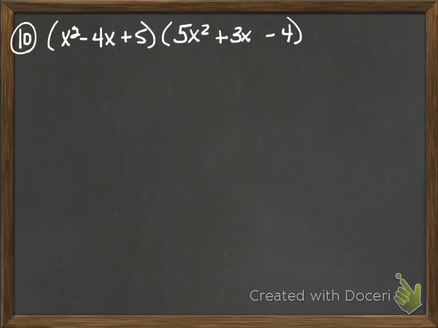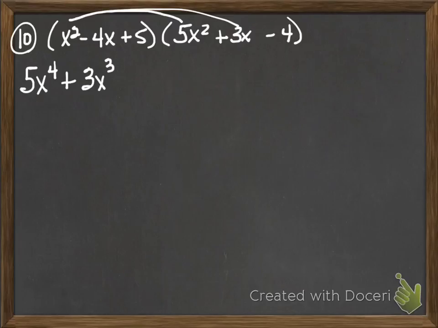A trinomial times a trinomial. We'll still do it the same way. We just have more terms to distribute. Okay? So start with your x squared. Let's just be really patient and multiply our x squared. X squared times 5x squared is 5x to the 4th. X squared times positive 3x is positive 3x to the 3rd. X squared times negative 4 is just negative 4x squared.